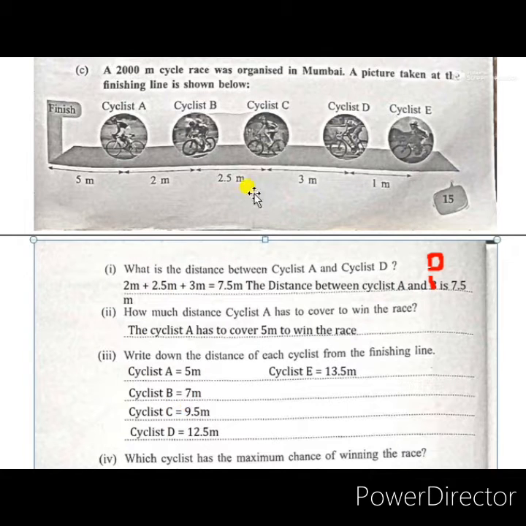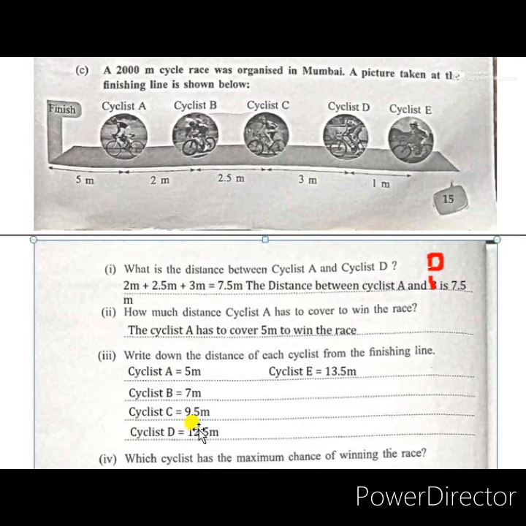Now we have to find the distance between cyclist C and the finishing point. If the cyclist C wants to reach the finishing point, he has to ride the cycle a distance of 5 meter plus 2 meter plus 2.5 meter. That means 5 plus 2, 7 plus 2.5 equals 9.5 meter. That means the distance from cyclist C to finishing point is these three distances we have to add: from finishing to A, then A to B and B to C. Then calculating these three together, only then we will get the distance between the cyclist C and finishing point.